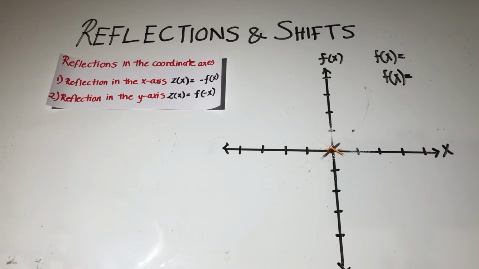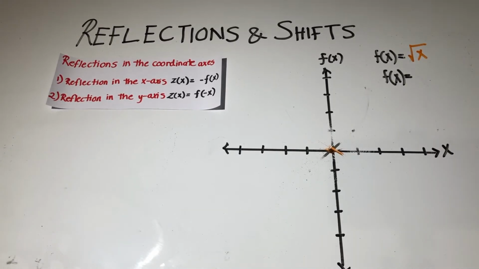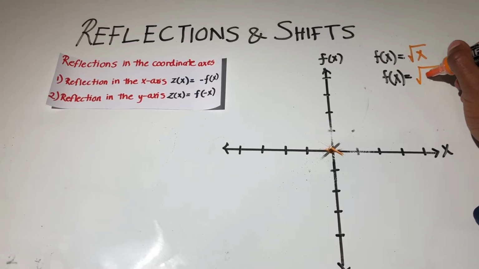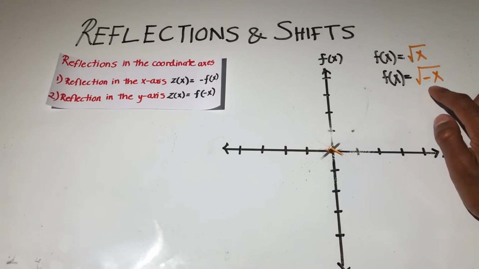Assuming we have the graph of radical x, and then we're asked to reflect this graph along the y-axis. So we're asked to graph this function. You can see that since the negative is within the function, it's going to reflect along the y-axis.